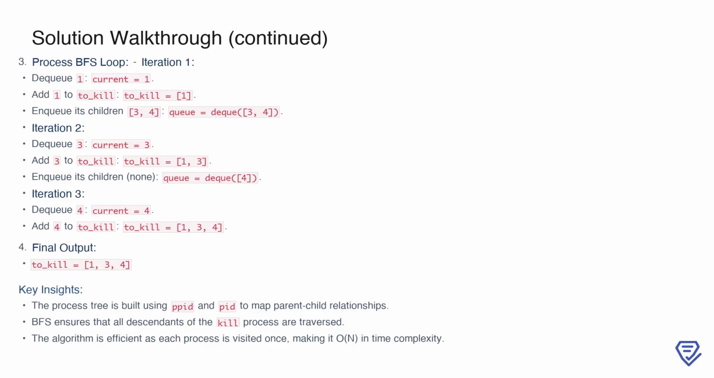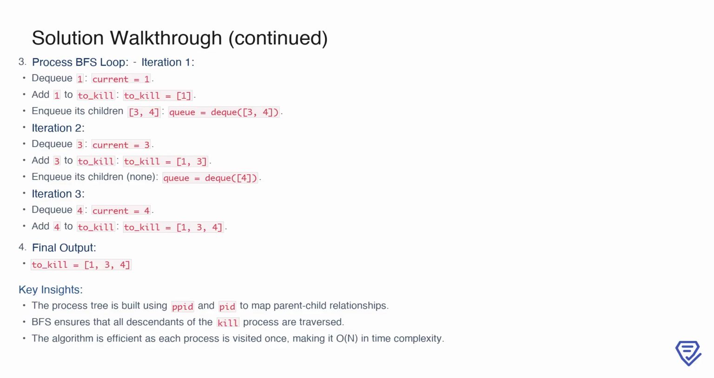We initialize the BFS with 1 in the queue and an empty to_kill list. In the first iteration, we dequeue 1, add it to to_kill, and enqueue its children 3 and 4. Next, we process 3, adding it to to_kill, and since it has no children, the queue remains with 4. Finally, we process 4, add it to to_kill, and the queue becomes empty. The result, to_kill equals 1, 3, 4, includes the process we wanted to kill and its connected descendants.